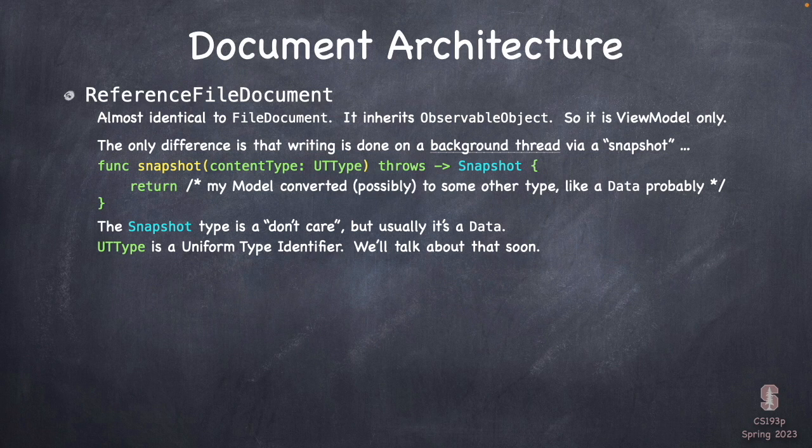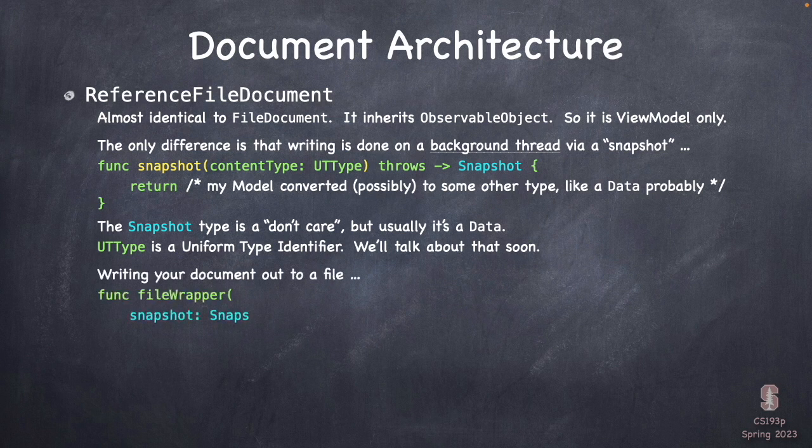You have this func in the reference file document protocol called snapshot, and it passes the type of file. So like, is this an emoji art file that I'm asking you to snapshot, or a JPEG file, or what? And you give it back a snapshot. Now that snapshot, the blue up there, is a don't care, so you can do anything you want to give it back. Like you could give back an emoji art if you wanted, but usually we give back a data here, because eventually what's going to happen is we're going to be given that snapshot back on the main actor and asked to go write this snapshot out. This is where you put the thing that turns your model into a data when you're doing a reference file document.